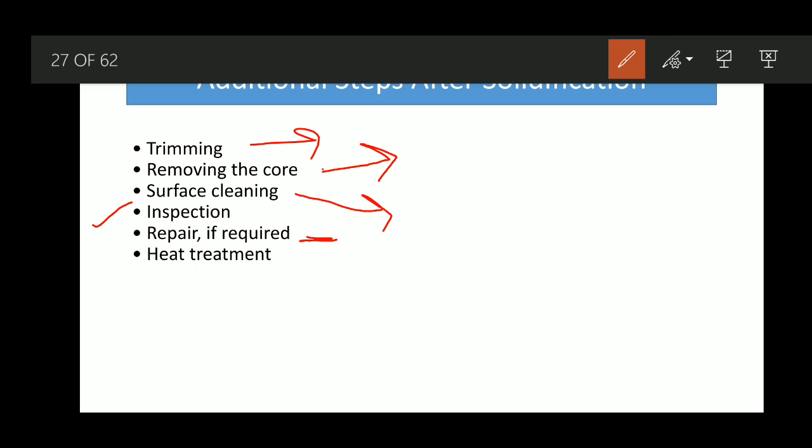Then, depending on the type of part that we are manufacturing by casting, we may heat treat it, because in the casting process sometimes we don't get the required fiber flow and hardness, etc. As you already know, heat treatment is one of the versatile processes for enhancing the mechanical properties. So optional heat treatment we can go for.